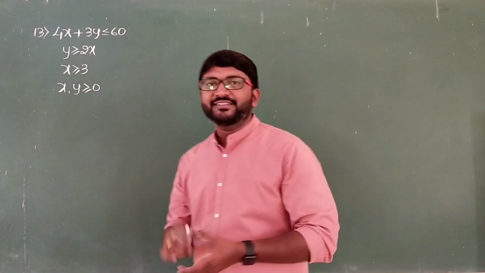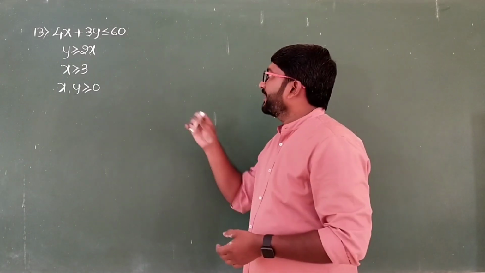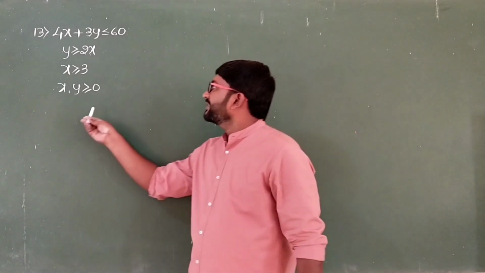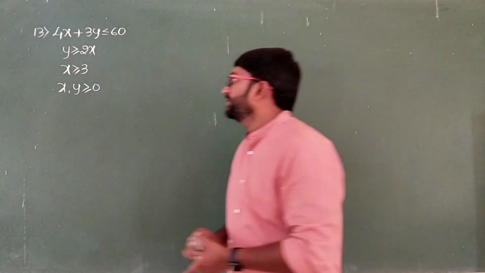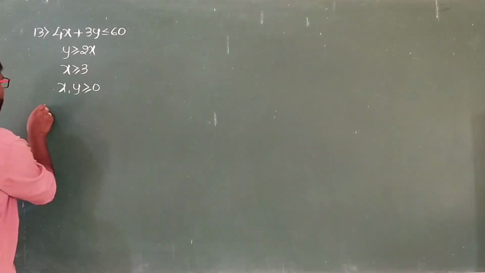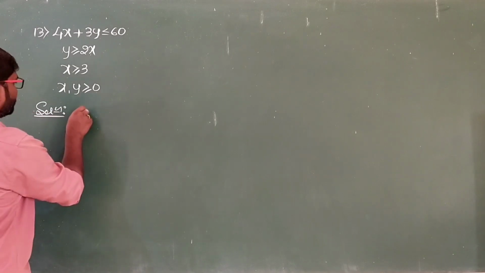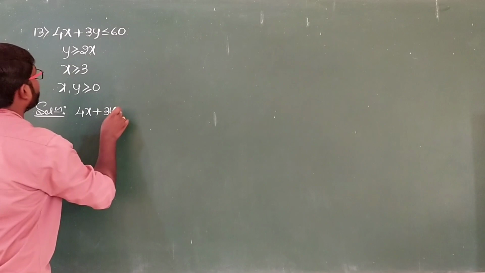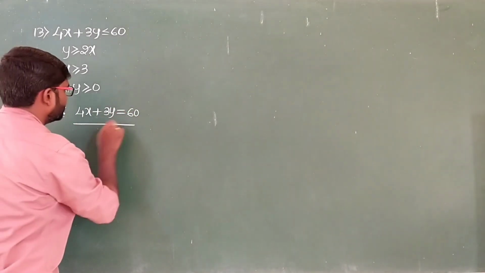Well, the next question is question number 13. 4x plus 3y less than or equal to 60, y greater than or equal to 2x, x greater than or equal to 3, and the last inequality, x greater than or equal to 0, y greater than or equal to 0. So here we will write the first equation after removing the inequality sign. 4x plus 3y equals 60.